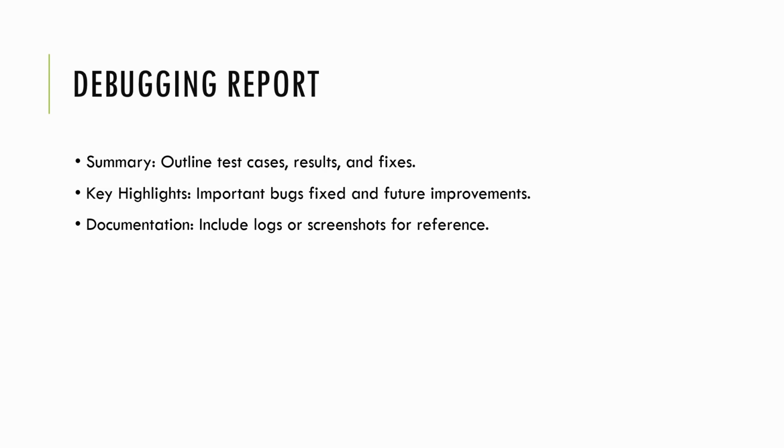A debugging report is essential for summarizing the testing process. This report should outline the test cases, results, and any fixes made during the testing phase. It's also important to highlight key issues and the steps taken to resolve them. Including logs or screenshots can help further document the issues and the solutions applied.